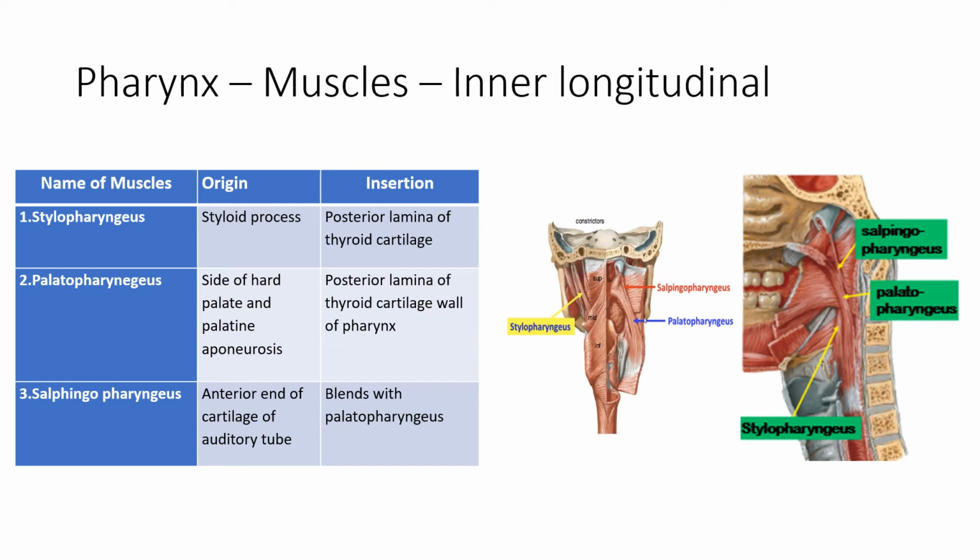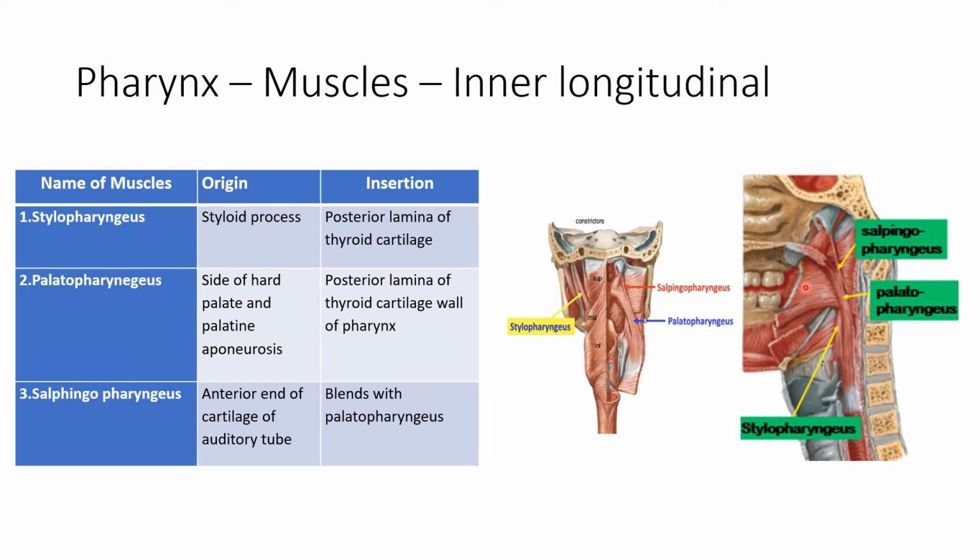After discussing the circular muscle layers of the pharynx and their clinical importance, let us see the longitudinal muscle layer on the inner aspect of the circular muscle layer. The three longitudinal muscles are the stylopharyngeus, palatopharyngeus and salpingopharyngeus muscles. In this picture, you can see the salpingopharyngeus, the palatopharyngeus, and the stylopharyngeus.